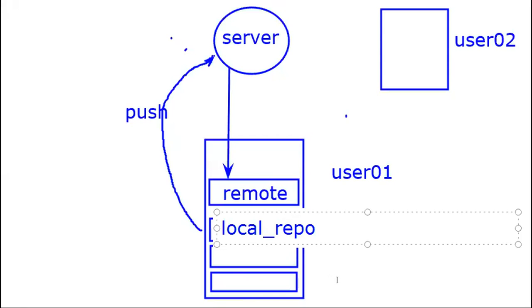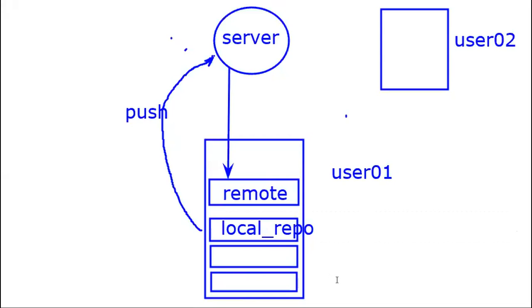Now from the local repo, we are doing a push and it is going to the server. But once we push to the server, automatically the file will get copied to the remote area. So this is how the push works. The file will first go to the server and then it will copy down to the remote area. It will not go directly to the remote and then to the server. It goes to the server first and then it will download and get synchronized.